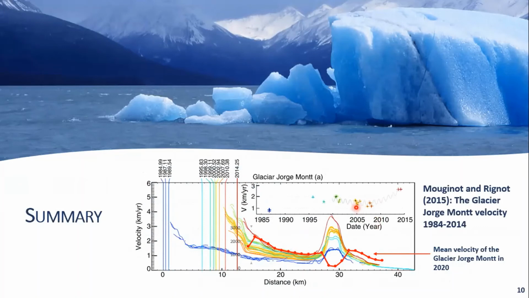But if we compare our result to the previous results, we can see something really interesting. This figure is from Maginot and Rignaud, who investigated the velocity of Glacier Hoarhamont from 1984 to 2014. And if we put our result, the 2020 mean velocity of the Hoarhamont, on it, we can see that this part of the glacier was really fast in Maginot and Rignaud's research. In our research, there is a stronger change at this part. We can see it's really slow at this part. At this moment, we don't know what caused this phenomenon, but we would like to find out in the future.